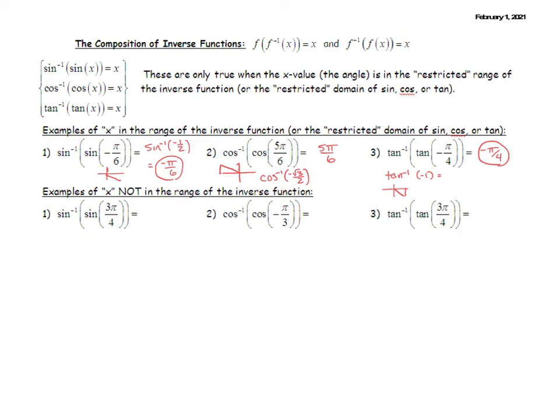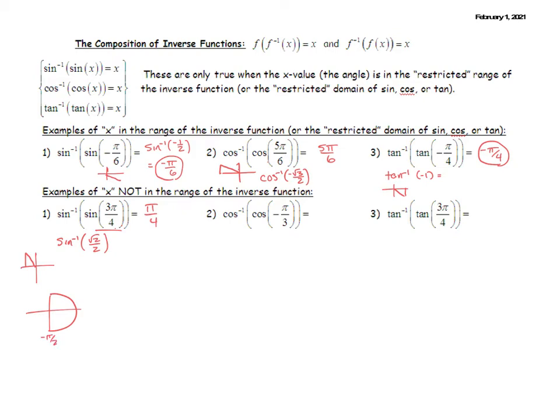Now here is where x is not in the range of the inverse function. So now we have the sine of 3 pi over 4. That means this will be the inverse sine of the sine of 3 pi over 4. Well, the sine of 3 pi over 4, of course, is going to be radical 2 over 2. And the inverse sine of radical 2 over 2 is simply pi over 4 in the first quadrant.